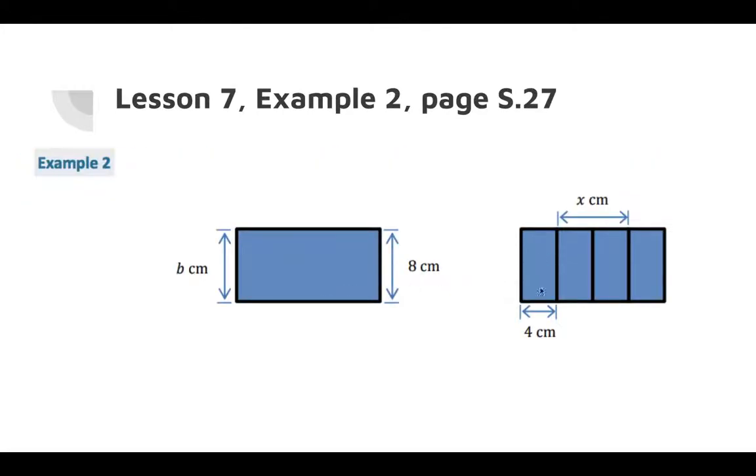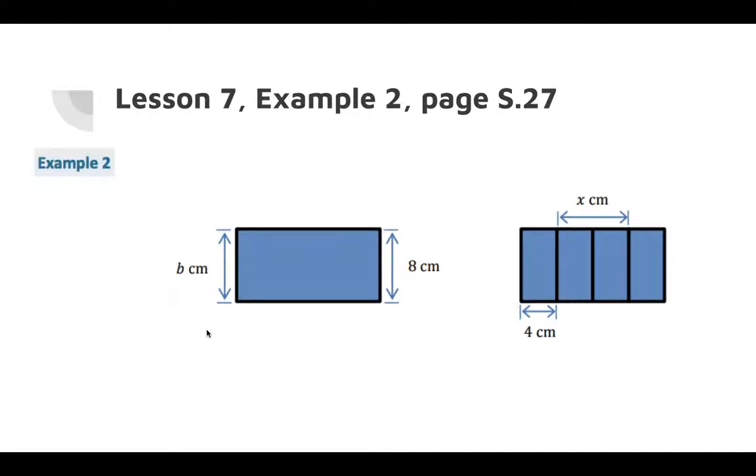Example 2, you see these 2 rectangles. Pay attention to it. What do you notice? What does the letter B represent in this blue triangle? You see this says B centimeters, and here on the other side it says 8 centimeters. So this B means that this side is also 8 centimeters.